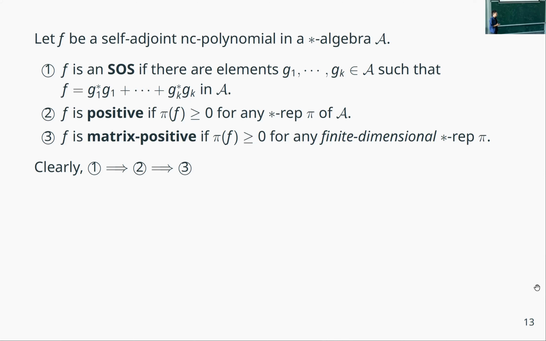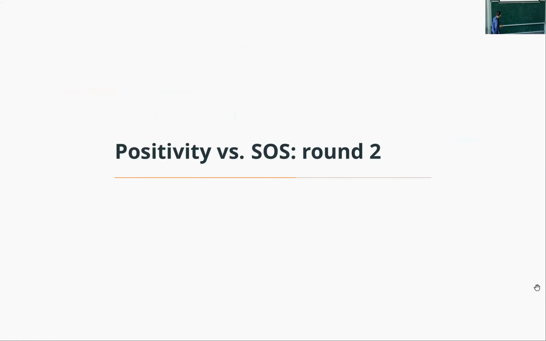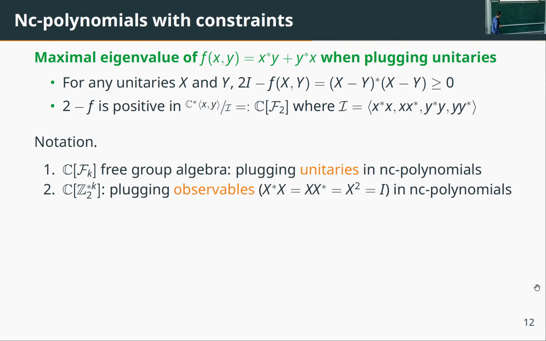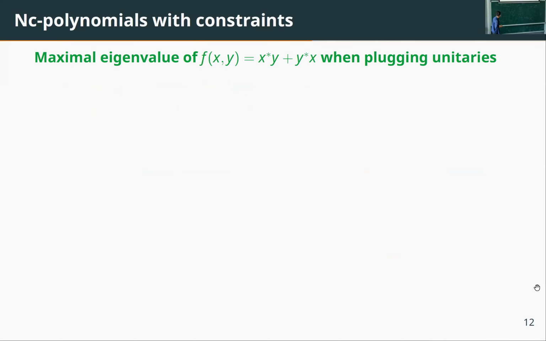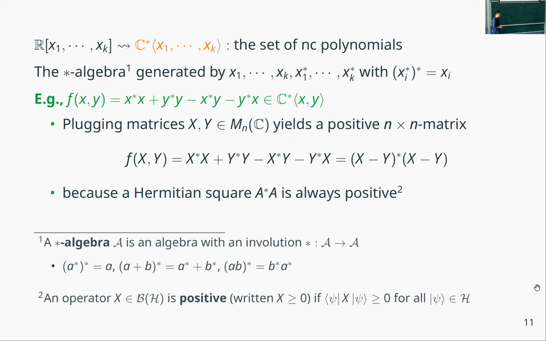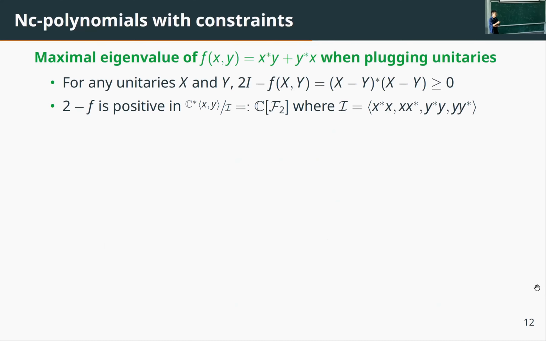In 2 and 3, this greater than 0 means positive eigenvalue. Yes, it's the same as in quantum information, like state in, state out. This is the more general definition. So for a matrix, it means it has no negative eigenvalues. For operators, it means the spectrum is always non-negative.